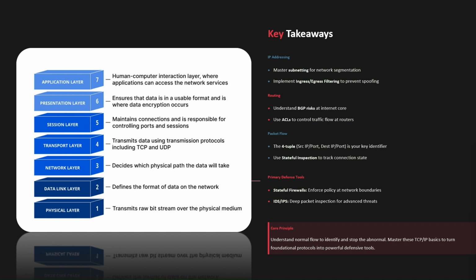Packet flow is the lifeblood. The four tuple is the unique identifier for every connection, and it's what your stateful firewall uses to track and enforce policy. Your job is to understand the normal flow so you can identify and stop the abnormal. By mastering the TCP/IP basics, you turn the internet's foundational protocol into your most powerful defensive tool.